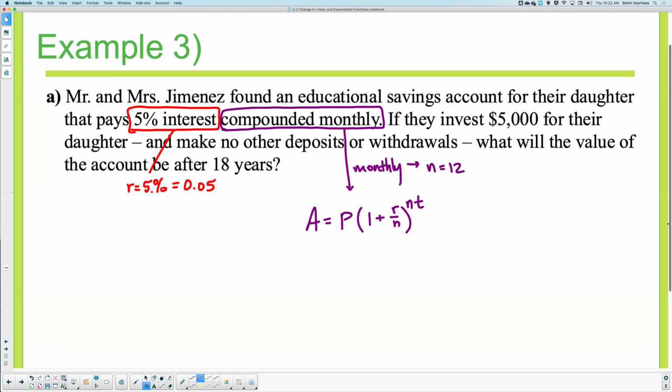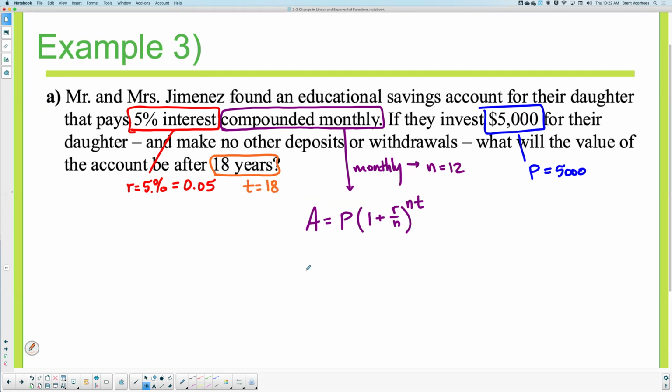Okay, next value I see up on the board is this invest $5,000. Is that the final amount, the initial amount, or the number of years? Those are the only variables left. That's our P. We're going to say P is 5,000. And finally, we have 18 years. Is that the final amount or the time? That's T. T is 18.